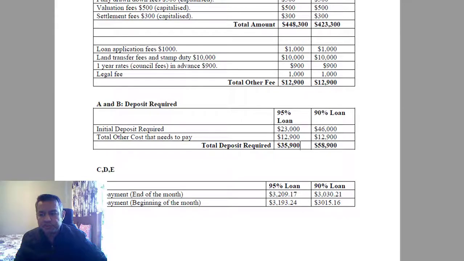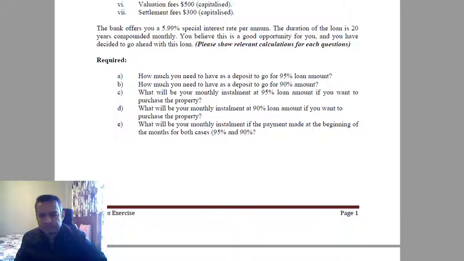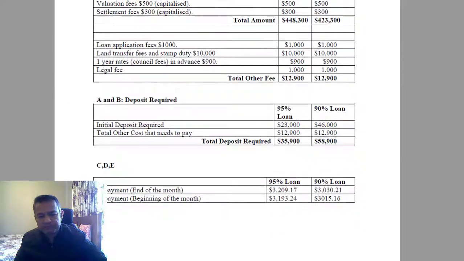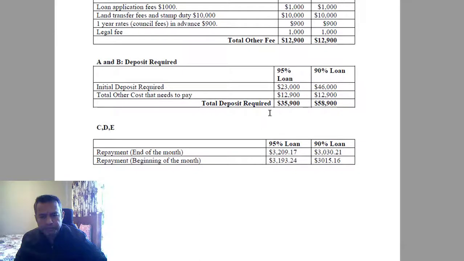Now, if you look at the question, we have already answered the first two questions. Questions A and B asked how much we need to have as a deposit to go for the 95% loan amount, and how much we need to have as a deposit to go for the 90% loan amount. So at the 95% loan amount, we need to have a total deposit of $35,900, and at the 90% loan amount, we need to have $58,900.